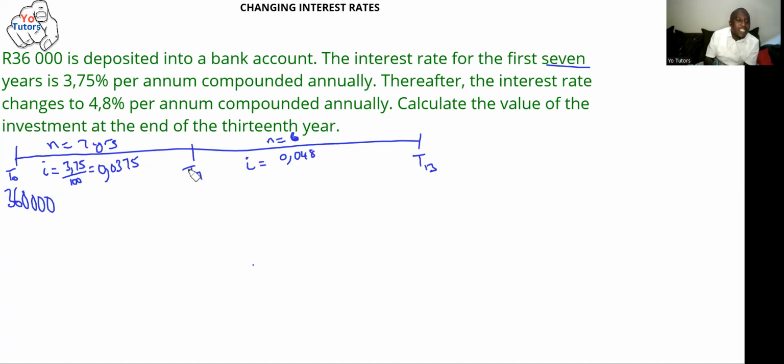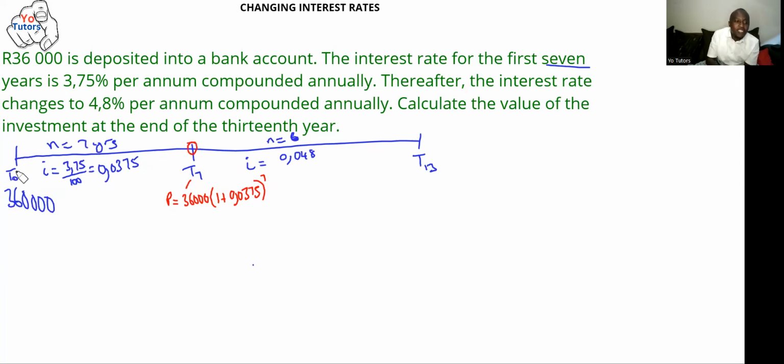We don't need anything else. But what is the amount here? That's the question. The first amount is going to increase using the compound formula, and it's going to reach something after 7 years. So after 7 years, our amount will be equal to 360,000 in bracket 1 plus 0.0375 to the power of 7.